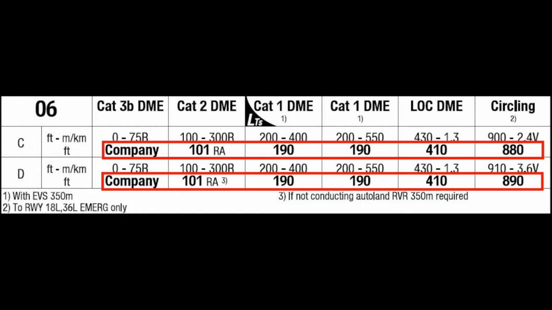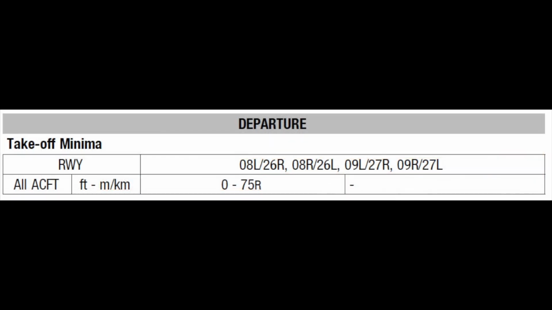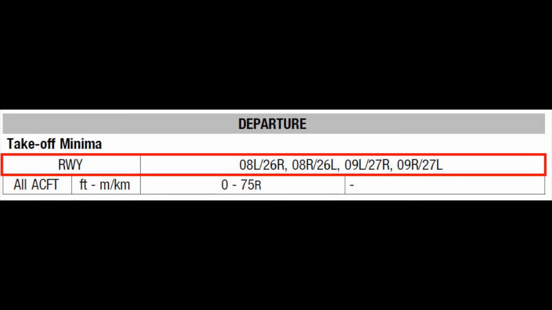The term company is added for Cat 3 approaches where no decision height is published and a radar altitude can't be stipulated. Now let's have a closer look at takeoff minima. The takeoff minima is published in the departure section of the AOI of the RouteManual. The values are calculated according to EASA OPS, but any higher source given value will take precedence over the calculated minimum. Runways are displayed in ascending order.